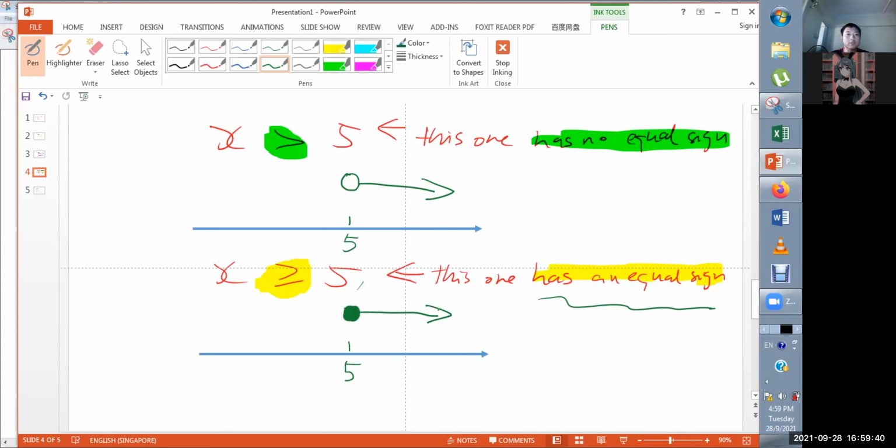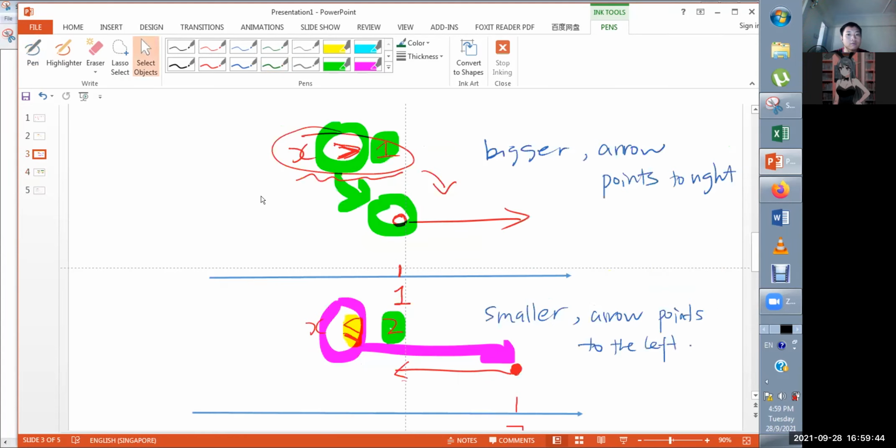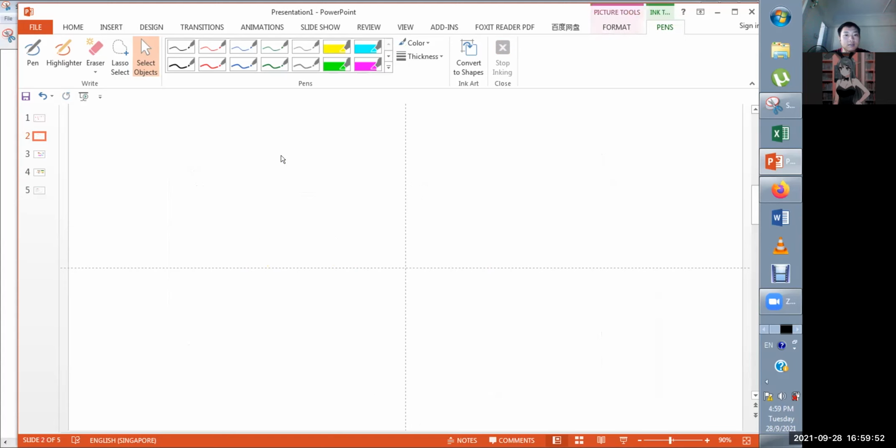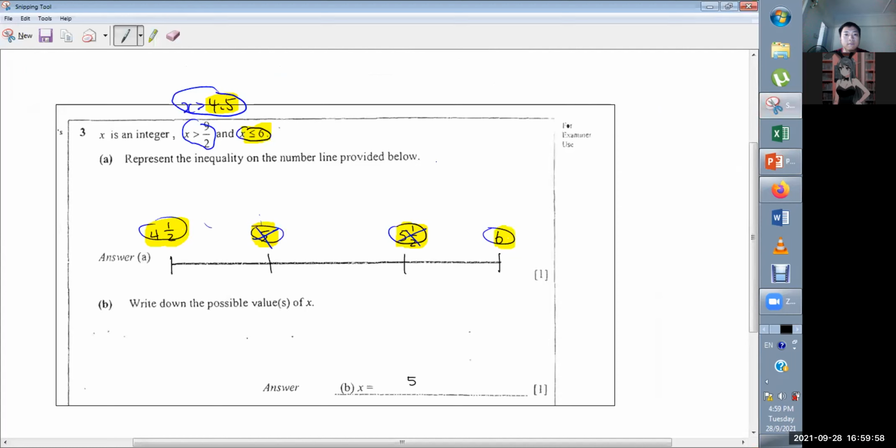Okay, good. So with this understanding, we can actually do the question just now. Not this, but this. So like I say, which one has the equal sign in this case? Sorry, let me just get the question out again. Which one has the equal sign in this case?